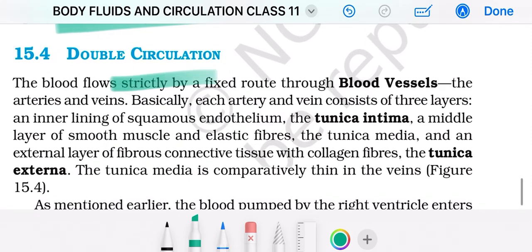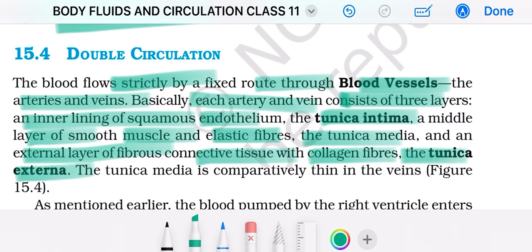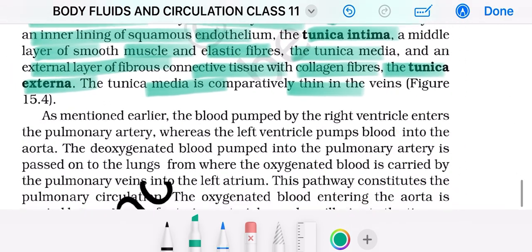Double circulation. The blood flows strictly by a fixed route through blood vessels, arteries, and veins. Basically, each artery and vein consists of three layers: an inner lining of squamous endothelium, the tunica intima; a middle layer of smooth muscle and elastic fiber, the tunica media; and an external layer of fibrous connective tissue with collagen fibers, the tunica externa. Tunica media is comparatively thin in veins.